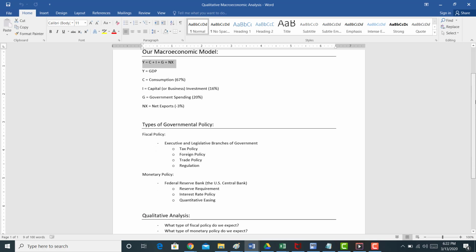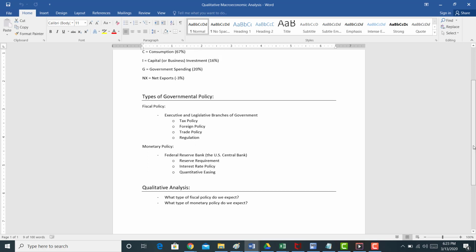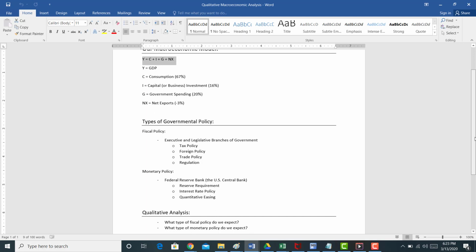So, with an understanding of the different types of governmental policy, with this model in the back of our mind, let's talk about how we would go about conducting qualitative analysis. We want to talk about what type of fiscal policy we expect to happen in the future. For instance, President Trump has held a number of press conferences recently to discuss what the U.S. government is going to do about the coronavirus. Some of what the government might do is try to stimulate the economy by spending new money on research and development for that drug. That would have an effect, perhaps on I.